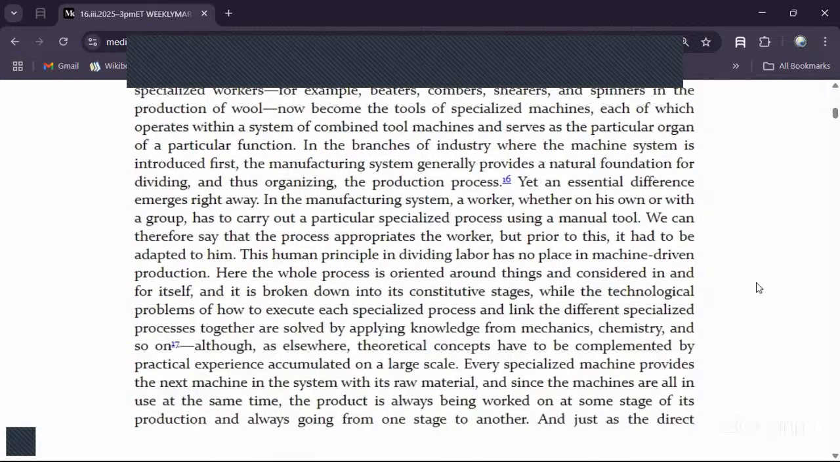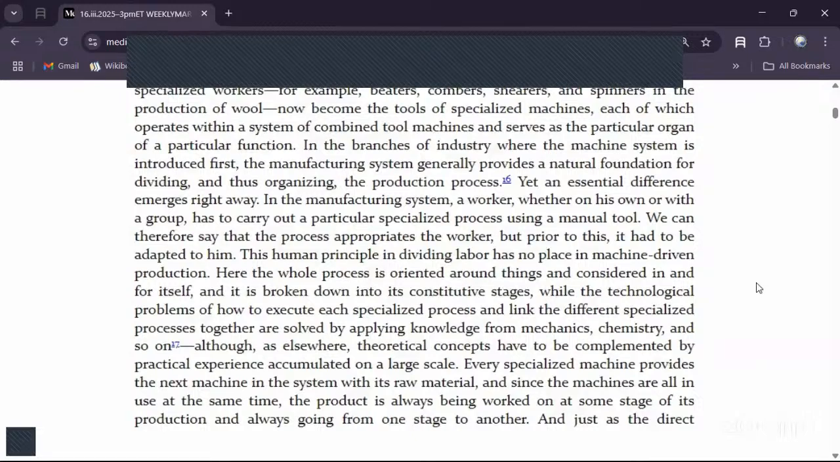In the manufacturing system, a worker, whether on his own or with a group, has to carry out a particular specialized process using a manual tool. We can therefore say that the process appropriates the worker. But prior to this, it had to be adapted to him.